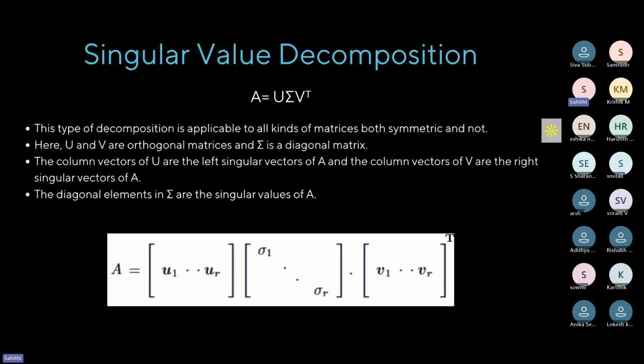So what do we do if we need to decompose a matrix and it's not symmetric and square? Let's say we have a rectangular matrix that we have to decompose. For all those kinds of matrices, we use singular value decomposition. In singular value decomposition, we can write A is equal to U sigma V transpose, where U and V are orthogonal matrices and sigma is a diagonal matrix. The diagonal elements of sigma are the singular values of the matrix A. The column vectors of U are the left singular vectors of A, and the column vectors of V are the right singular vectors of A.